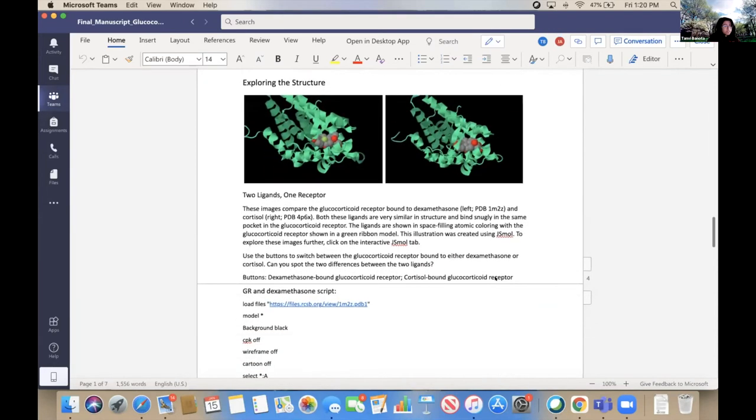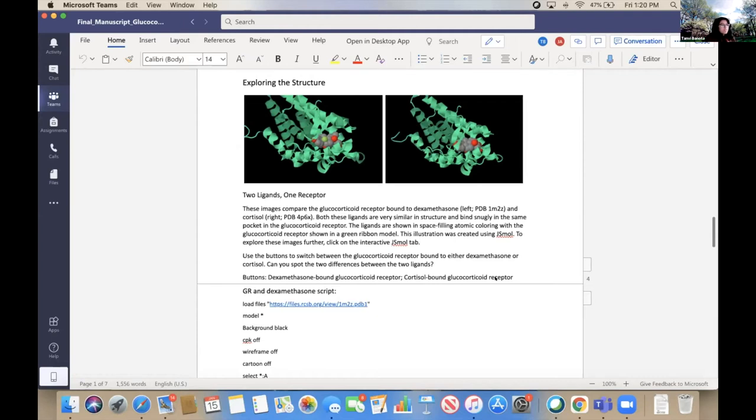And then in exploring the structure, we have two ligands, one receptor. These images compare the glucocorticoid receptor bound to dexamethasone, left, and cortisol, right. Both these ligands are very similar in structure and bind snugly in the same pocket in the glucocorticoid receptor. The ligands are shown in space-filling atomic coloring, with the glucocorticoid receptor shown in the green ribbon model. This illustration was created using JMOL.